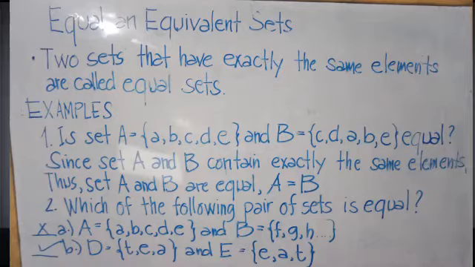Number 2, which of the following pairs of sets is equal? Number 1, A equals A, B, C, D, E and B equals F, G, H, while number 2, set D equals T, E, A and E equals E, A, T. The answer is number 2, because set D equals T, E, A and set E equals E, A, T. They have the same elements, so they are equal sets.